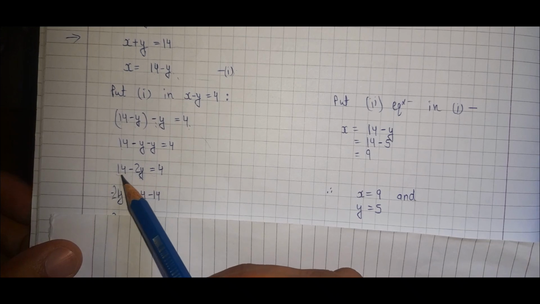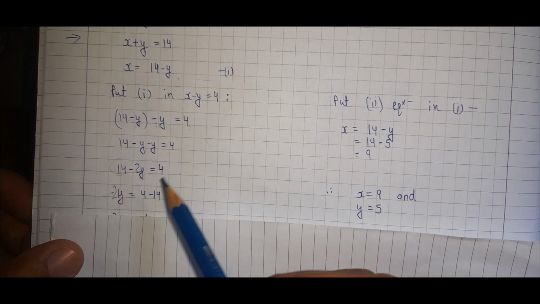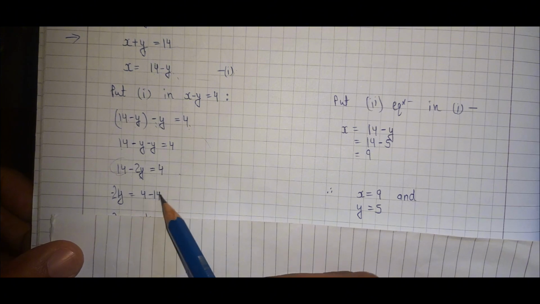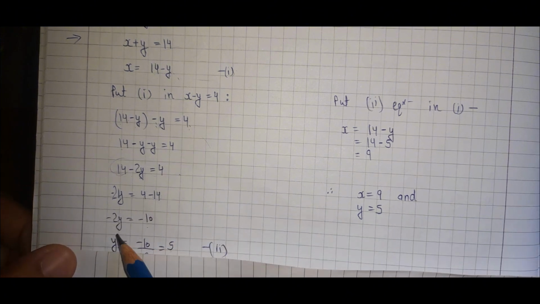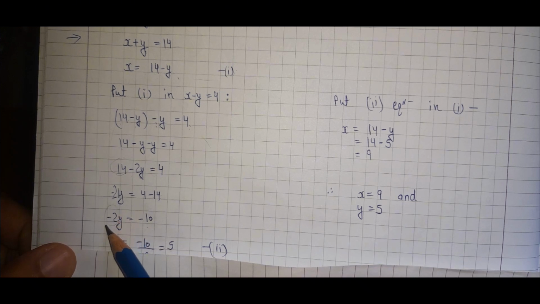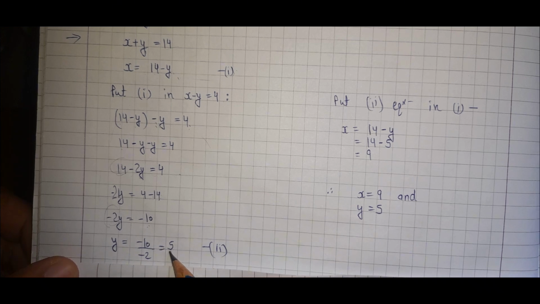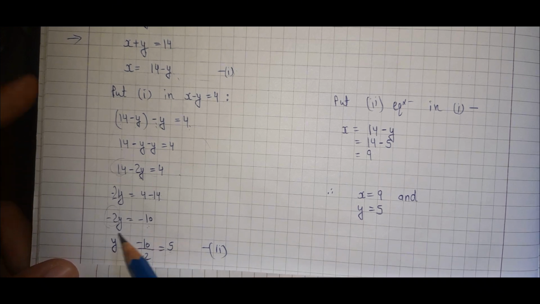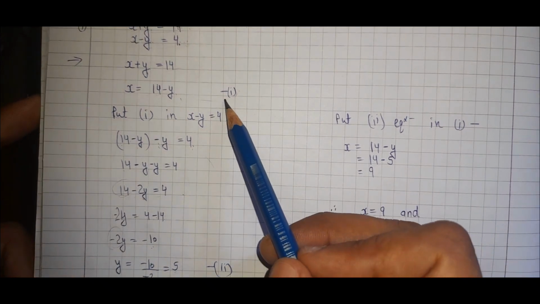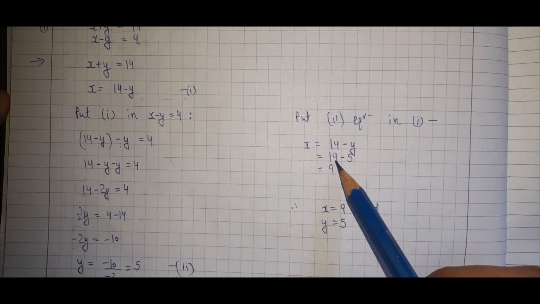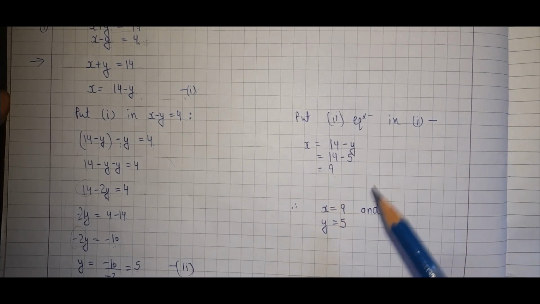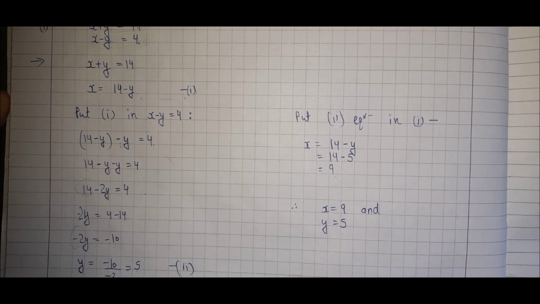Then taking this 14 to the right hand side, we will have minus 14. That is 4 - 14 = -10. Now dividing -10 by -2, we will have y = 5. Now putting this value of y = 5 in equation number 1, we will have x = 14 - 5, that is 9. So x is 9 and y is 5.